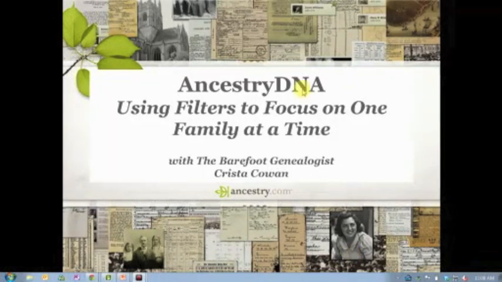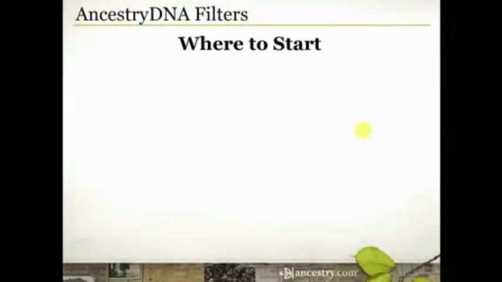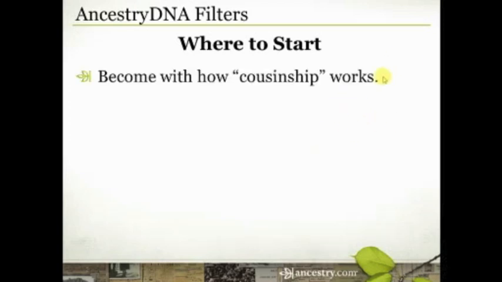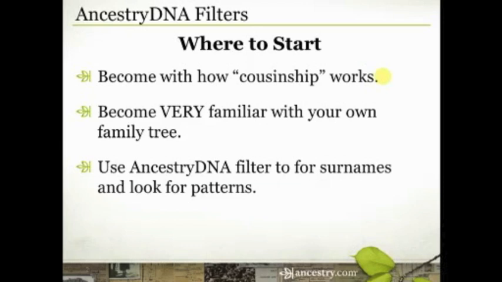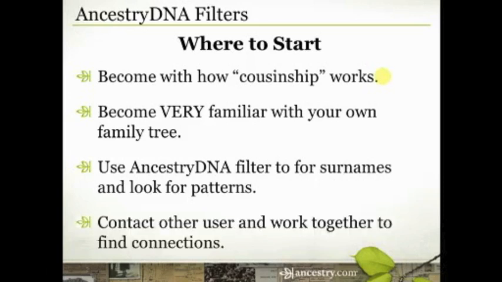So let's just talk first about where to start when you're working with these DNA filters. The very first thing you need to do is become really familiar with how cousinship works. And we'll talk about that here in just a minute. Then you need to become very familiar with your own family tree, and we'll discuss some tools available and some ways you can do that. And then you're ready to use those filters to search for surnames and look for patterns. And then I would encourage you to connect with other users, contact other users, and work together to find those connections.